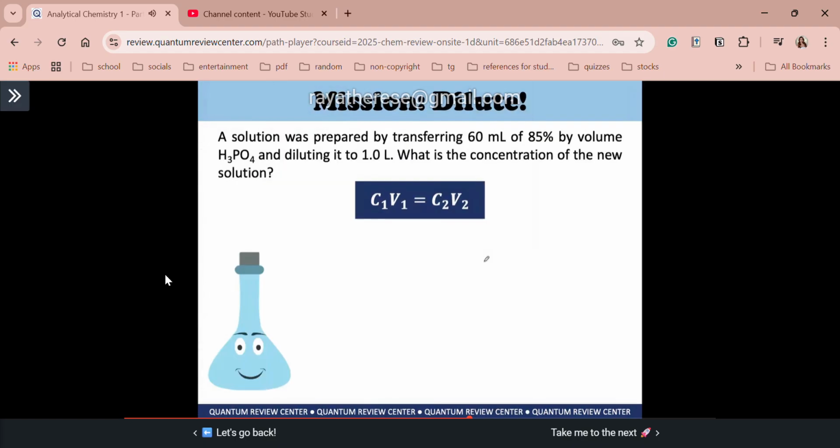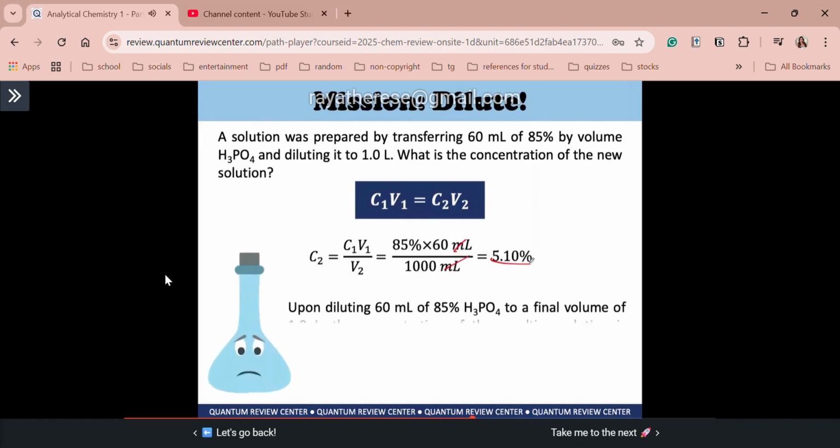See, napakadali. Next, a solution was prepared by transferring 60 ml of 85% by volume phosphoric acid and diluting it to 1 liter. What is the concentration of the new solution? So we are asked for C2. C2 is equal to C1V1 over V2. So 85% times 60 over 1000. You have 5.1% for your new solution. Madali lang pala. Exactly. Kaya class pag ganito ang tanong sa boards, whether it's in organic or analytical, dapat tamaan nyo ha. Please, kasi sobrang dali ng dilution problem. Very common to in chemist and chemtech board exams.